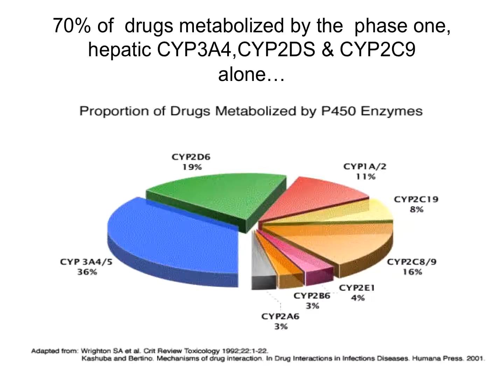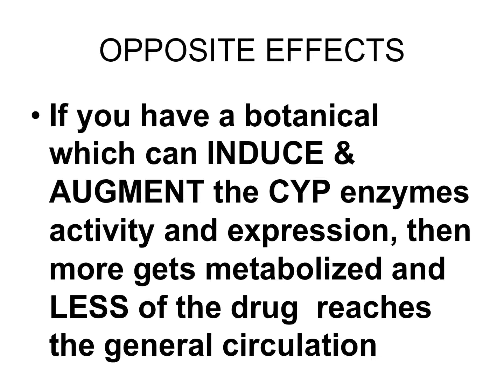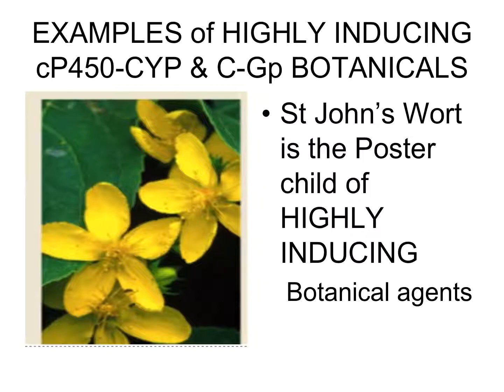So we know again that these CYPs are very important, and what we have to pay attention to is the P3A4 again, just to review. And if we have a botanical that augments these CYPs, it could be a problem because less of the drug reaches the general circulation. So Dr. Gurley, the head NIH researcher on this, looked at this particular example when St. John's wort became the poster child of highly inducing botanical agents for these particular systems. And this is really where it hit the fan when St. John's wort happened. But what's the story behind that?